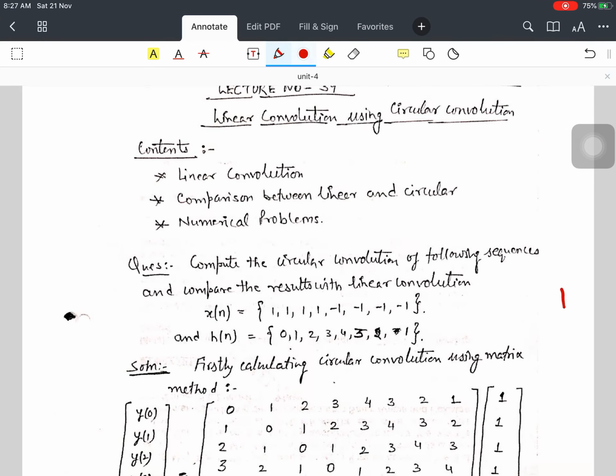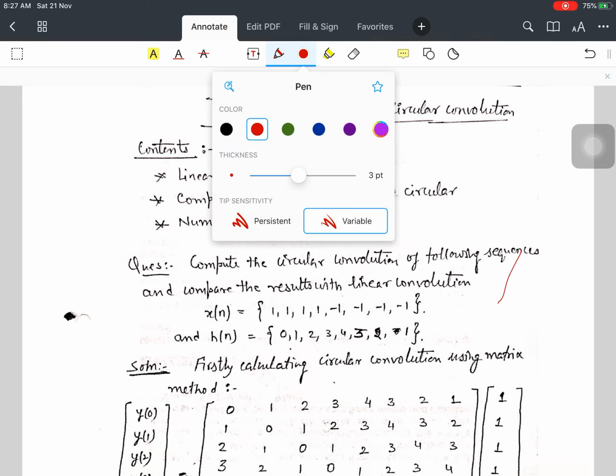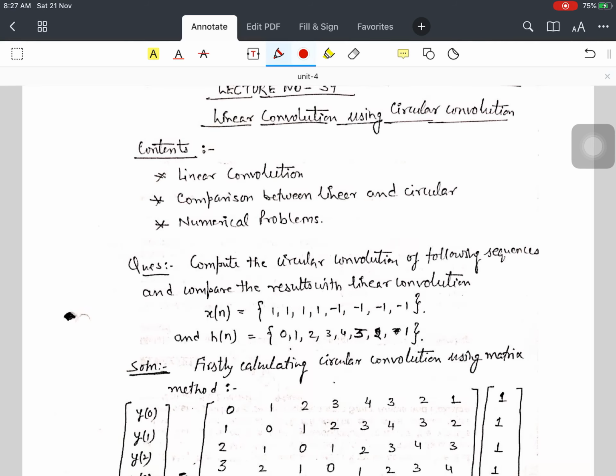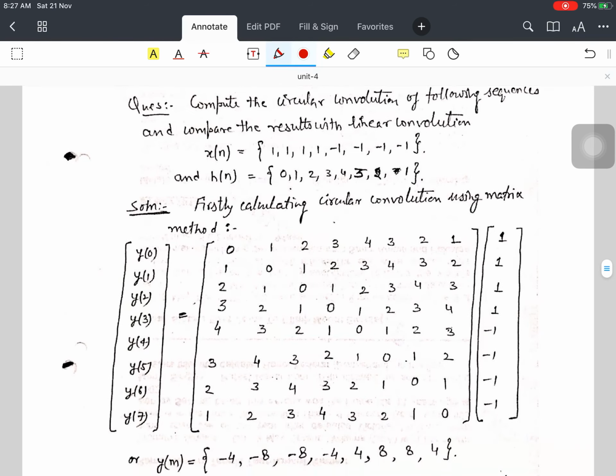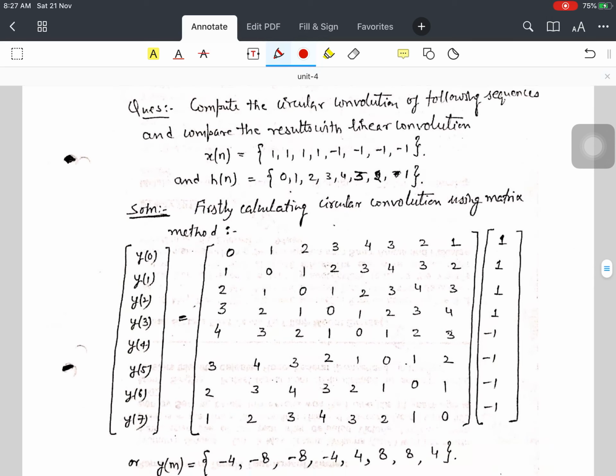I am just starting with one numerical problem based on circular convolution. Here is one example: compute the circular convolution of the following sequences and compare the result with linear convolution. So, what we have to do? We have to first calculate the circular convolution, and after that calculate the linear convolution, and at the end compare both results to see whether they are the same or not.